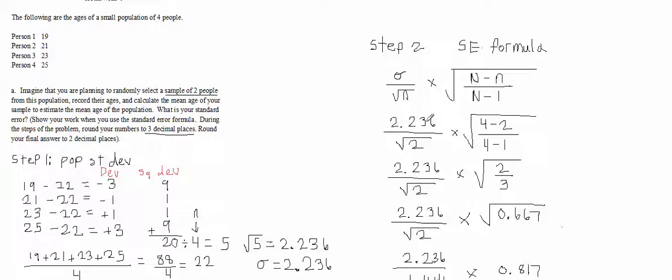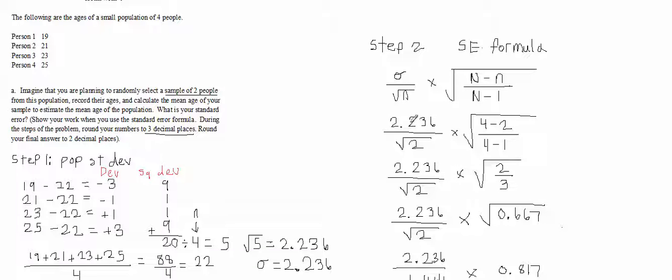And then little n is sample size. In this question, I'm saying that you're planning to randomly select a sample of 2 people from the population. So your sample size will be 2. That means little n is 2. That's the sample size. And capital N is the population size. You're going to be taking your sample of 2 people from a population of 4 people right here. So the population size is 4. Capital N is 4.